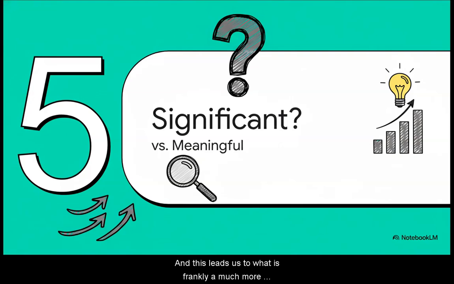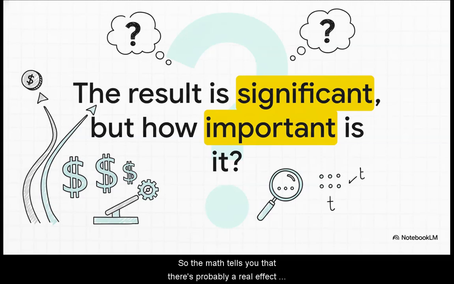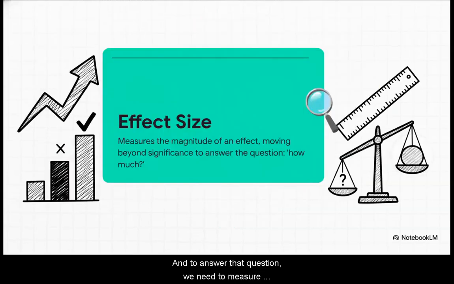And this leads us to what is frankly a much more interesting and way more important question. So, the math tells you that there's probably a real effect here, that it wasn't just random chance. Awesome. But so what? Is this effect a tiny little blip that barely makes a difference? Or is it a massive game-changing discovery? Just because it's significant doesn't tell you how big it is. And to answer that question, we need to measure something called effect size.